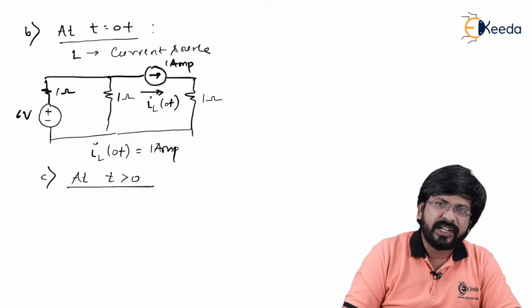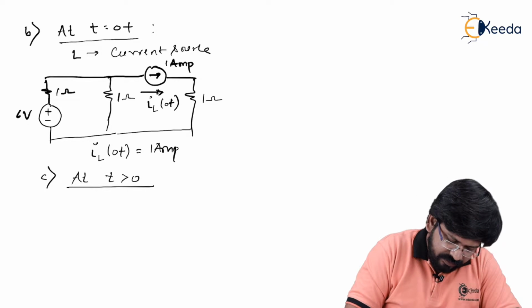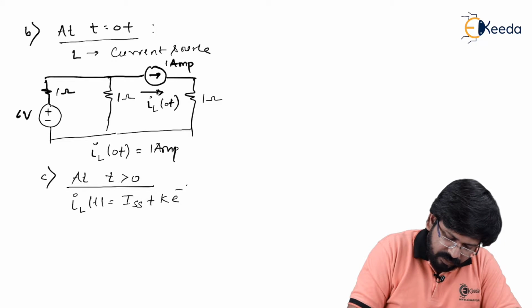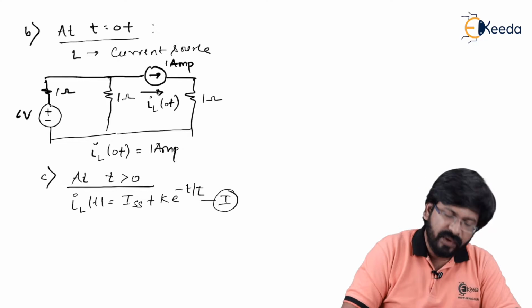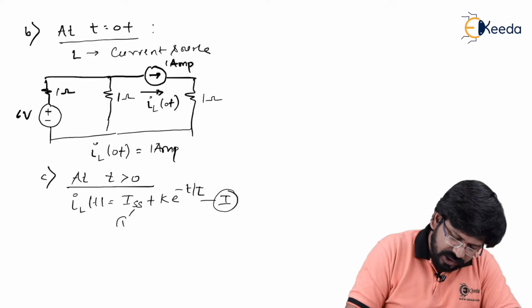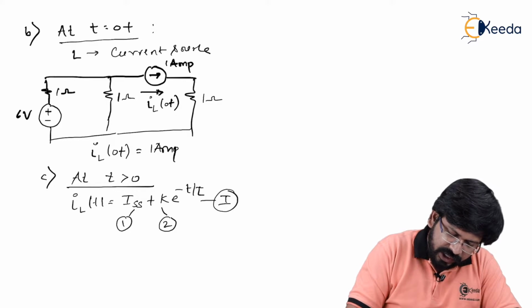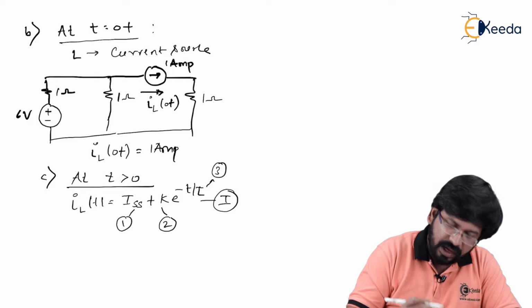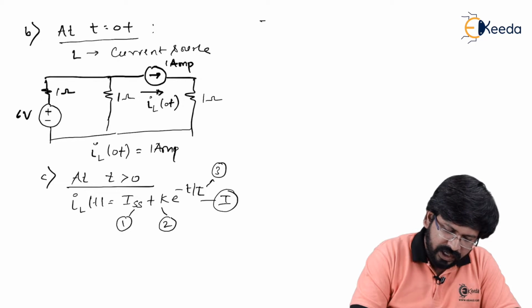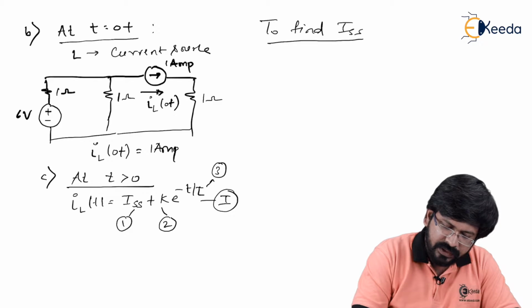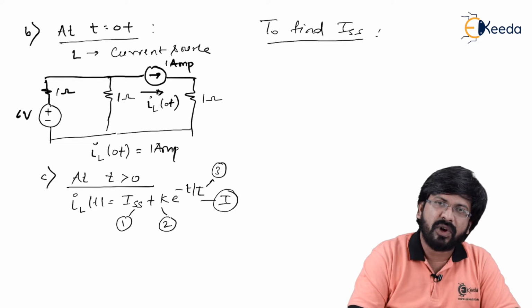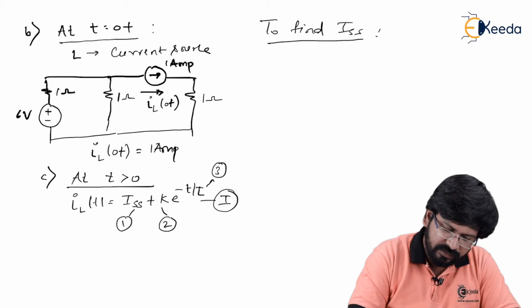So we know the fact that at t greater than 0, we got a straightaway equation, that is IL of t is simply ISS plus k into e to the power minus t by tau. Let me say this is equation number 1. You know the fact that we follow a sequence: steady state current first, finding k, and then finding tau, right? Now to find ISS, what does ISS stand for? Steady state current, and steady state current is always found at t tends to infinity.